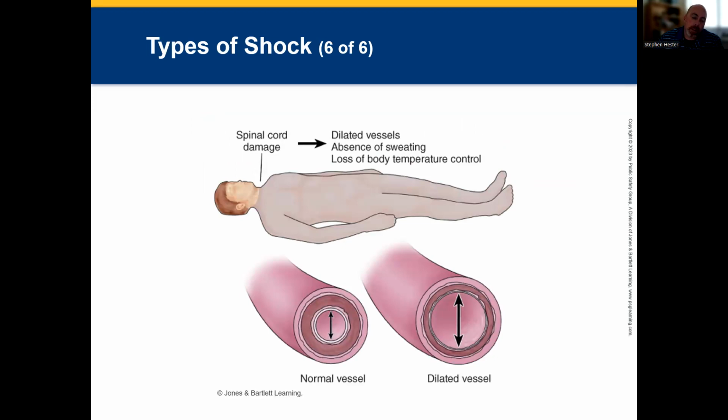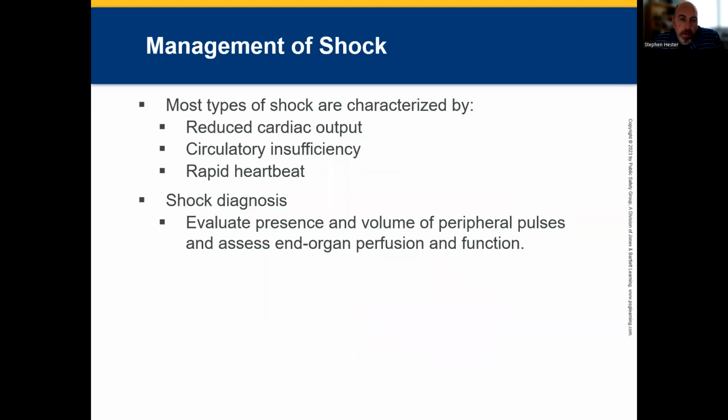So with spinal cord damage, the dilated vessels can cause systemic injury to the part of the nervous system that controls the size and muscle tone of the blood vessels. So basically, they just dilate. When they dilate widely, it increases the capacity of the vascular system, and the blood in the body can no longer fill the enlarged vessels, which results in inadequate perfusion and neurogenic shock itself. So we want to reduce the cardiac output, the circulatory insufficiency, and the rapid heart rate itself.